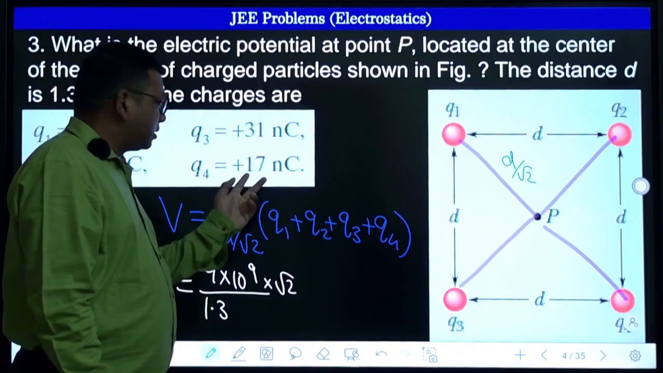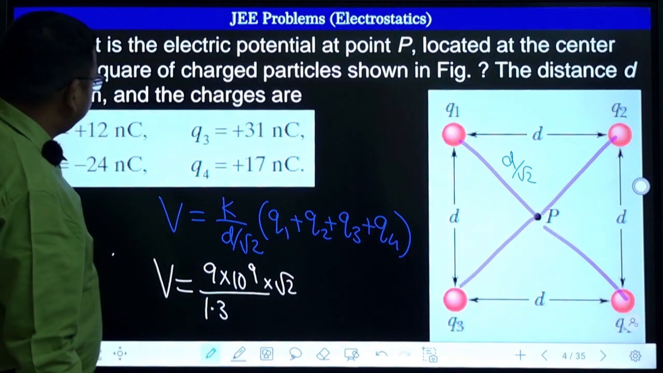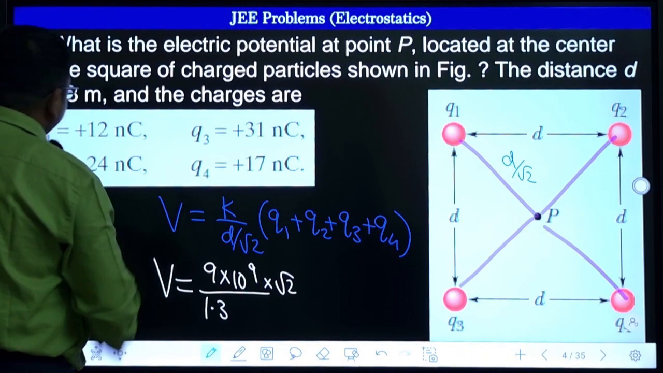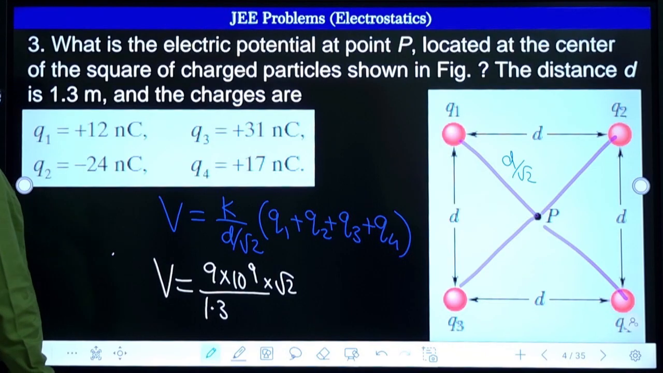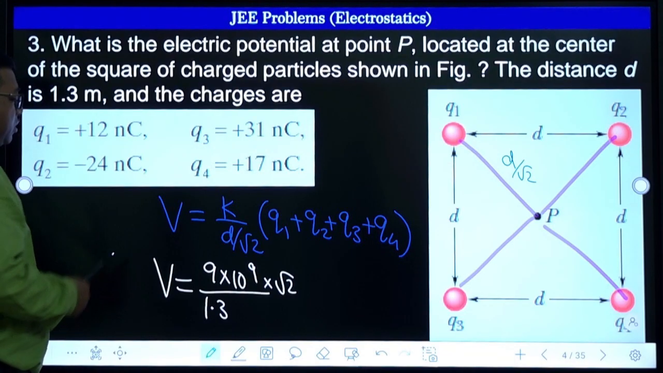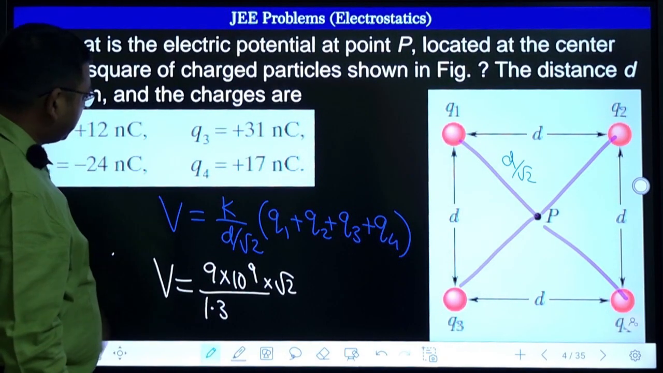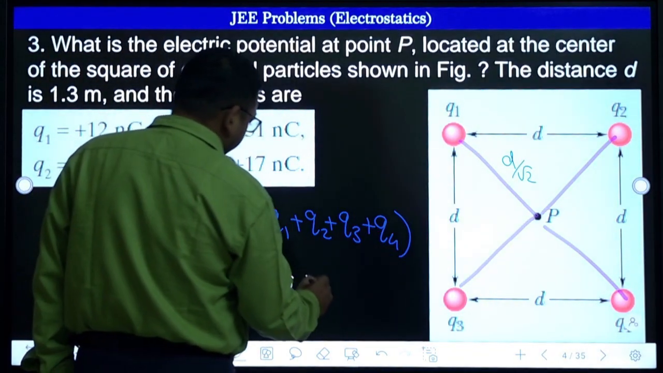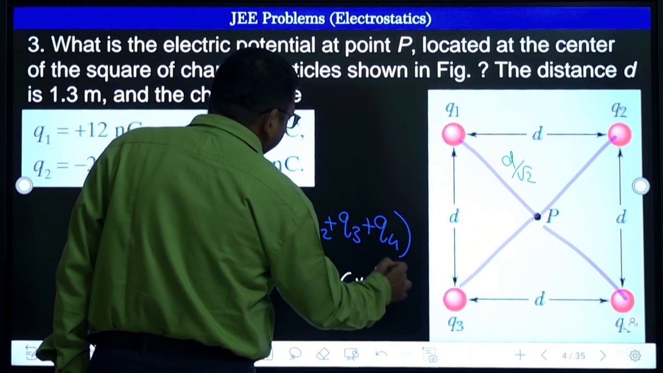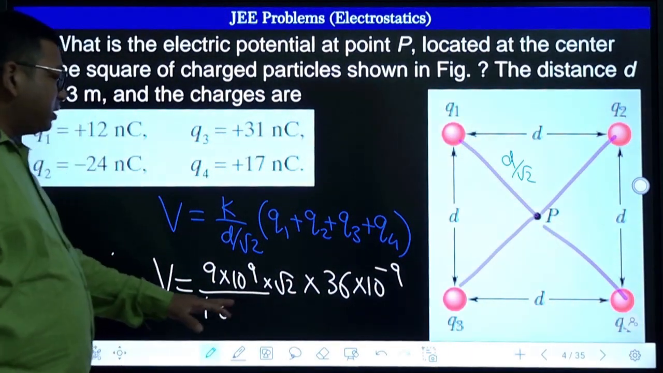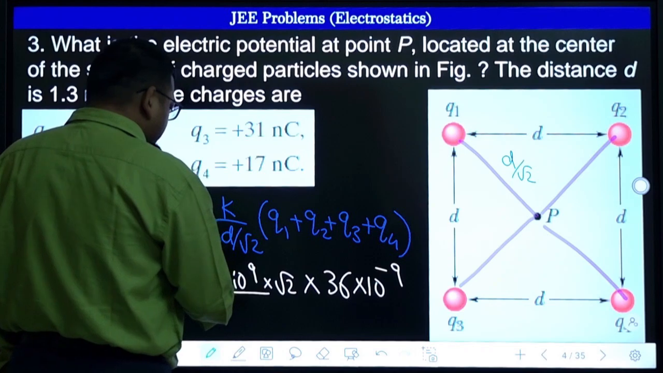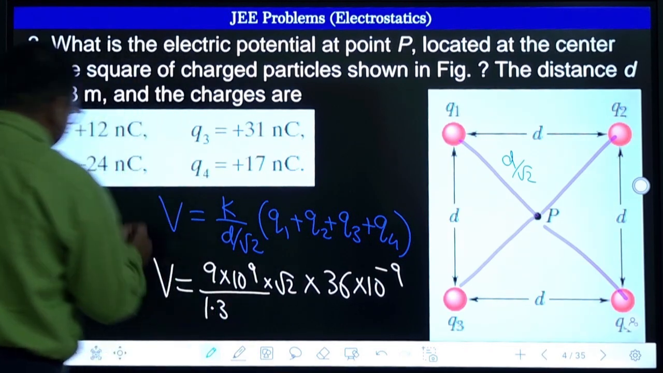43 plus 17, 60, correct? 60. Now 60 minus 24 you do. 60 minus 24, how much? 36, right? 36 you will be getting. So 36 nanocoulomb, 10 to the power minus 9. Now you can do a very easy calculation. 10 to the power will go away anyway, and this is 9 into, so you got the answer.